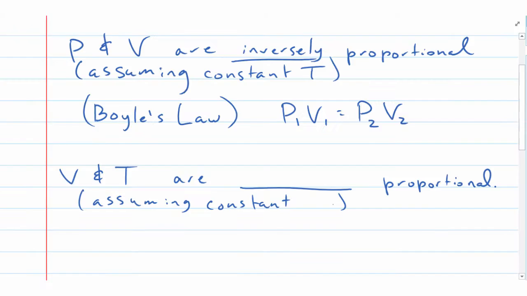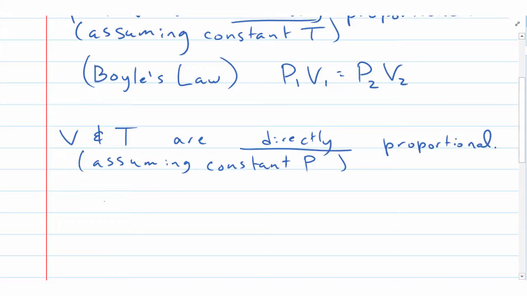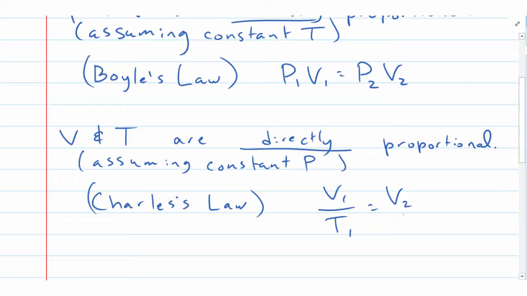So, we then say that volume and temperature are directly proportional. And this is assuming constant pressure. And this here is known as Charles' Law, a French name, Charles' Law. And the way that we write a direct proportion is like this. V1 over T1 is equal to V2 over T2.